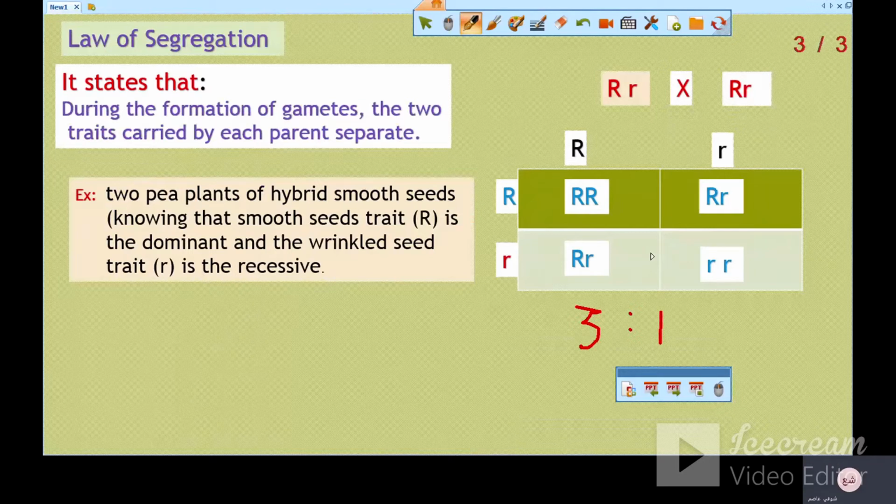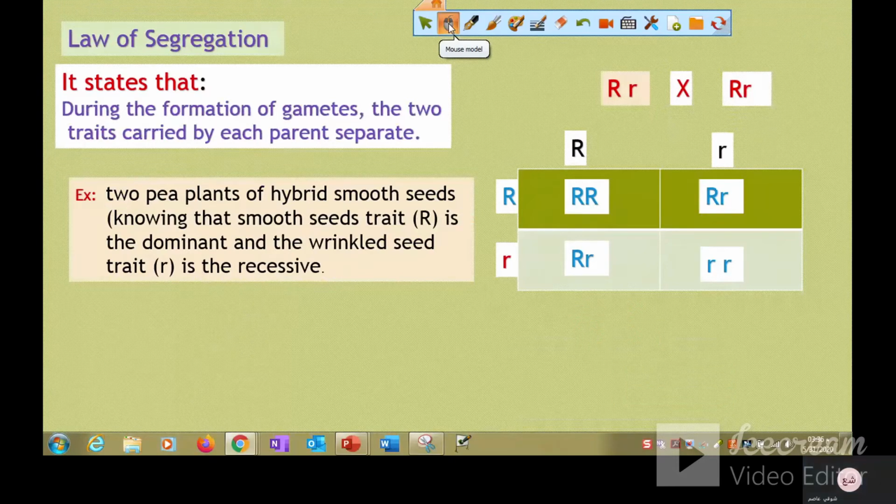What's 3? What's 1? Look at the smooth seed. The smooth are 3, and the wrinkled is 1. So the percentage will be 75% smooth seed to 25% wrinkled seed. This is simply the law of segregation, that the alleles segregate from each other.